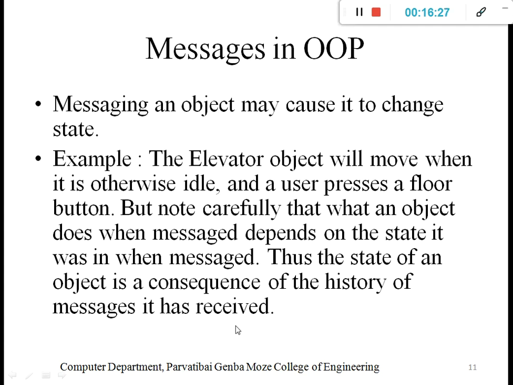The elevator receives different types of messages, like someone clicking a button for 5, 3, 2, 8. These are the messages sent to a particular object, the elevator, and it depends on that history. If one person clicks the 5th floor, the elevator goes to the 5th floor, then a second person clicks 8 and it moves to 8, or 3, 2, 1, whatever. That's why it is described as the consequence of the history of messages it has received.